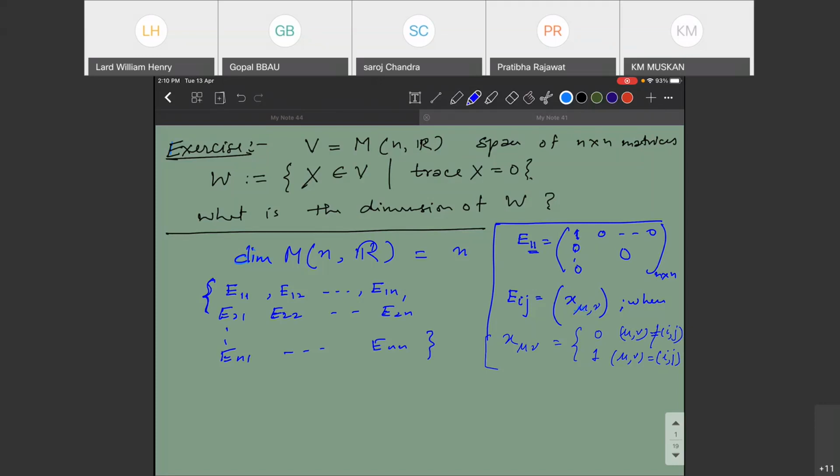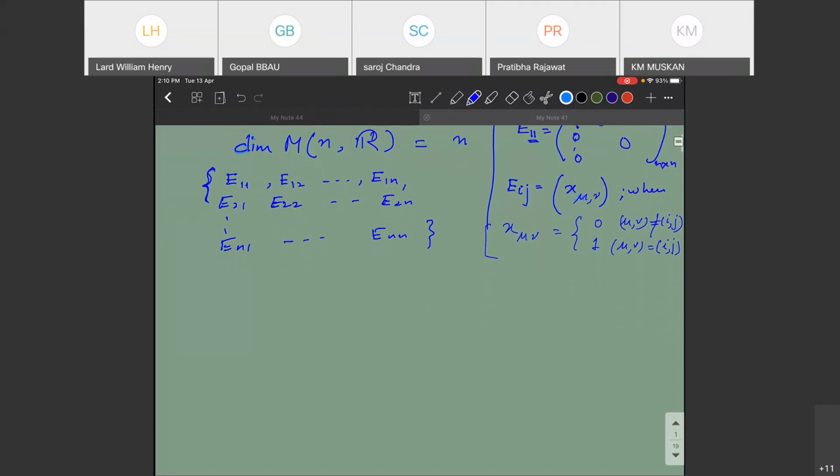So how many elements are there in the basis? Say this is B, the total number of matrices in B. Can anyone answer?